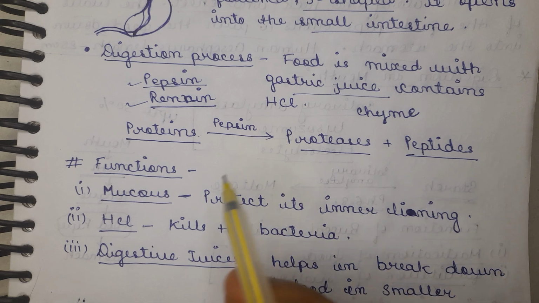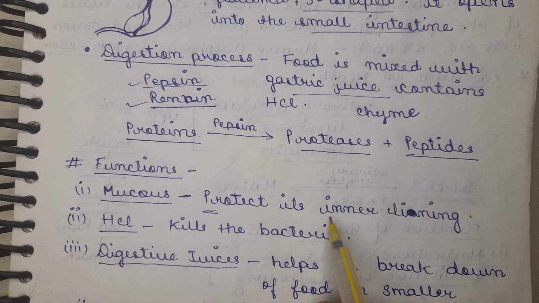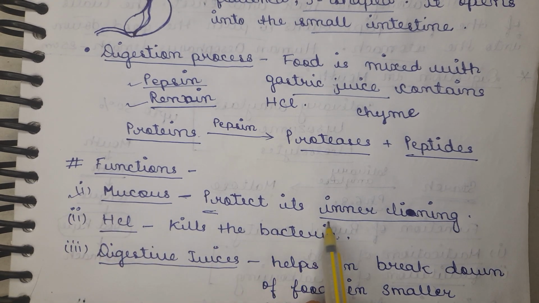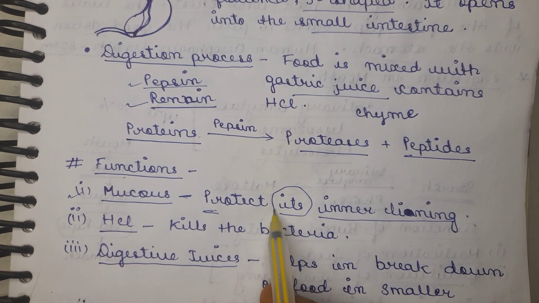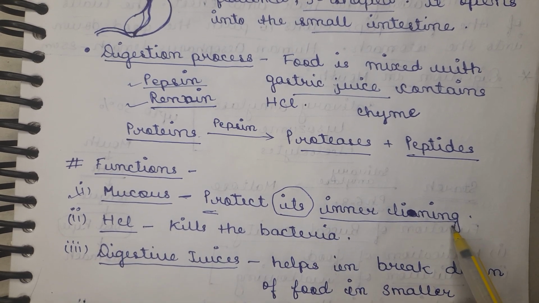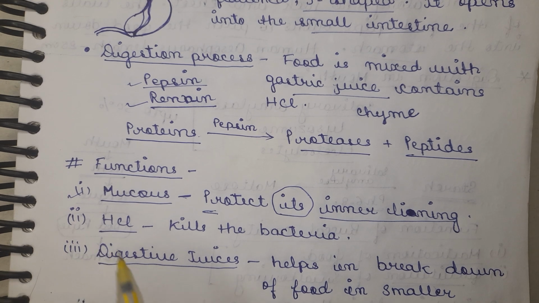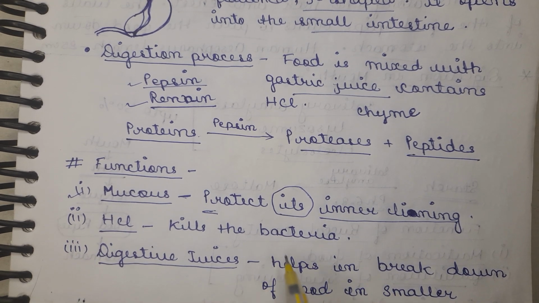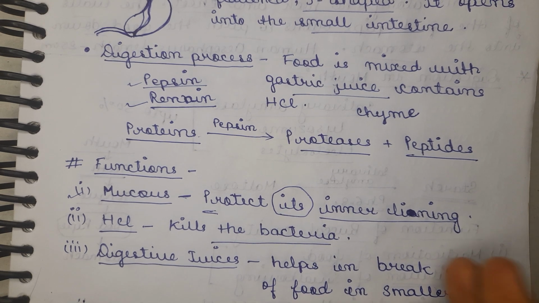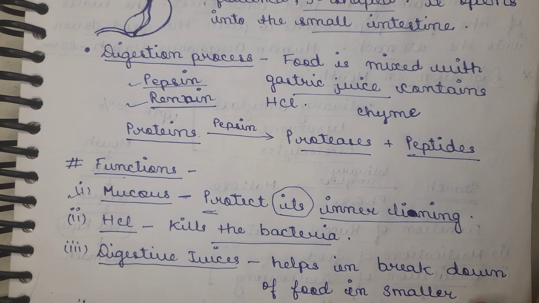The mucus secreted by the stomach protects its inner lining. The first function of the mucus is to protect the stomach's inner lining from being damaged. Second, the hydrochloric acid secreted by the stomach kills the bacteria that enter the stomach through food, and it also makes the medium of the stomach acidic.